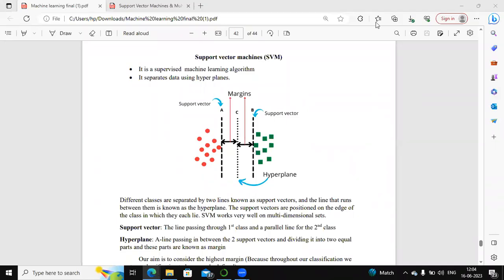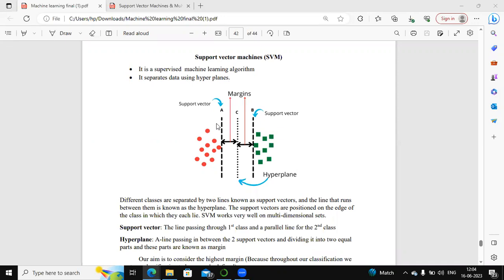In this session, I'm going to discuss another machine learning model, which is support vector machines. It's a supervised machine learning algorithm. It separates data using hyperplanes. So how are we going to divide this? Wherever there are two classes.